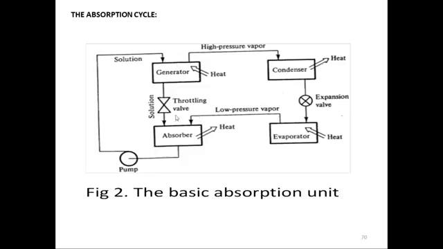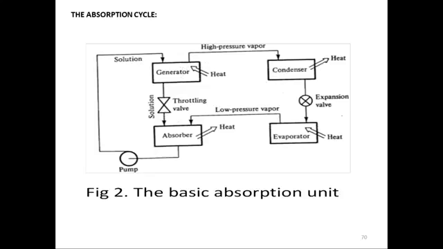Okay, so this process will go on like that. The liquid solution returns to the absorber through a throttling valve, whose purpose is to provide a pressure drop to maintain the pressure difference between the generator and the absorber. So the high concentration solution from the generator will come back to the absorber. Now the absorber will have high concentration, so it will be able to absorb more water vapor from the evaporator.